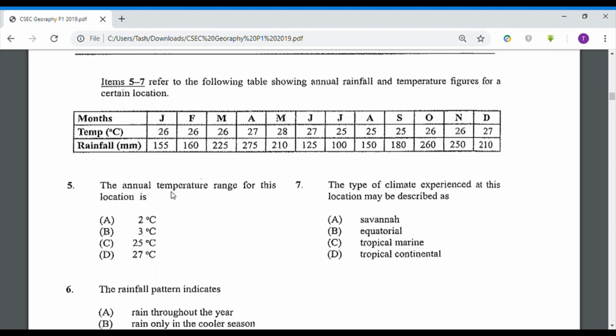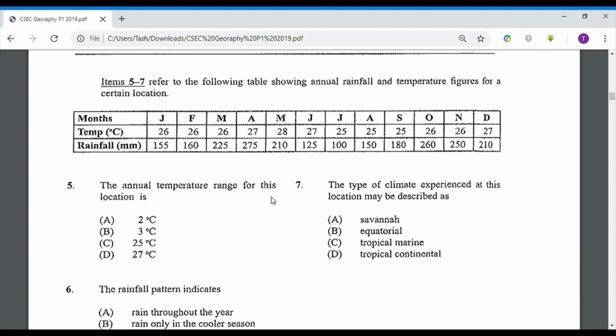So this question is asking for the temperature range. Now to work out temperature range, a lot of persons mix that up sometimes with average temperature. So we're not required to average the numbers here. So 25 and 27 would already be out. What you're doing is finding the range, the temperature range.